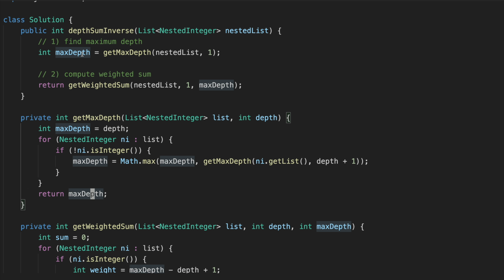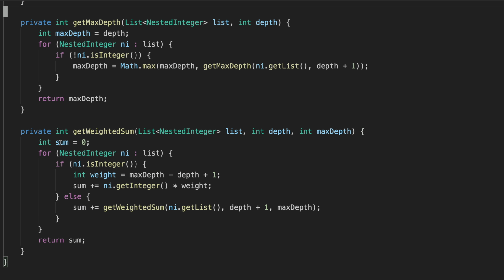So after calculating that, we did the first DFS pass and now we know the maximum depth. After that we calculate the weighted sum. For that, again, we pass our list, our current depth, because we are starting from the beginning, and our maximum depth. At each step we are calculating the sum and returning the sum.